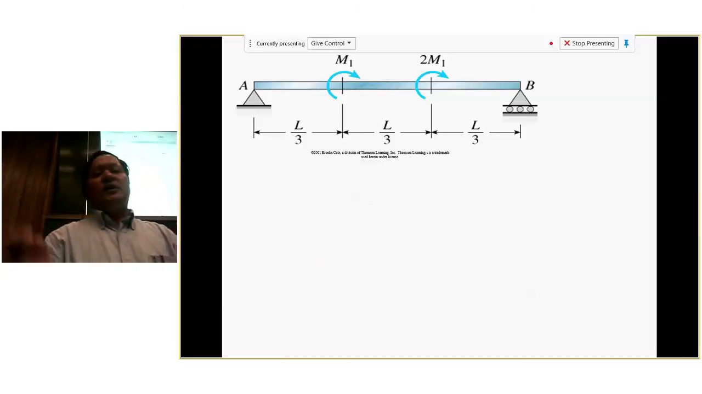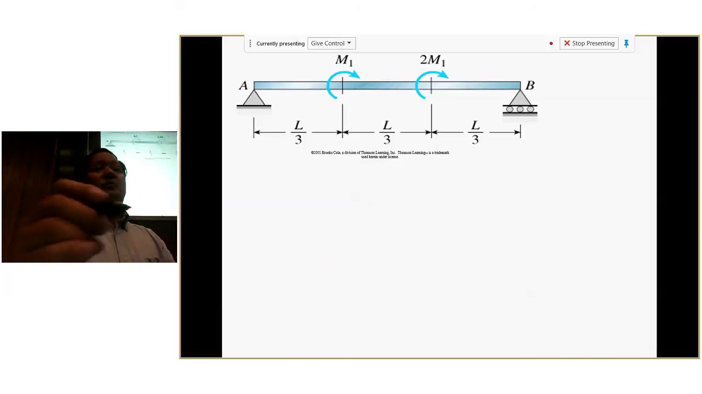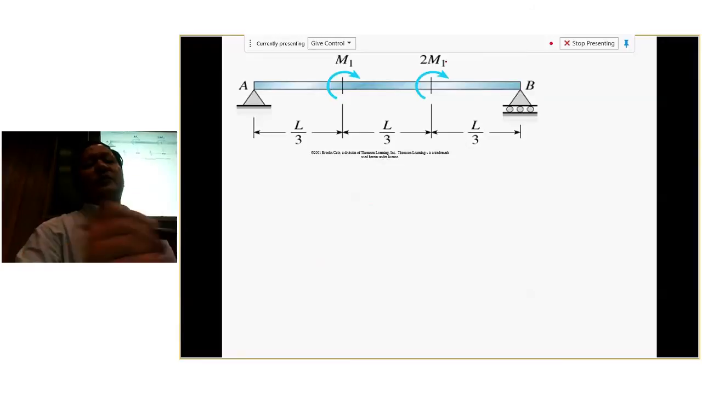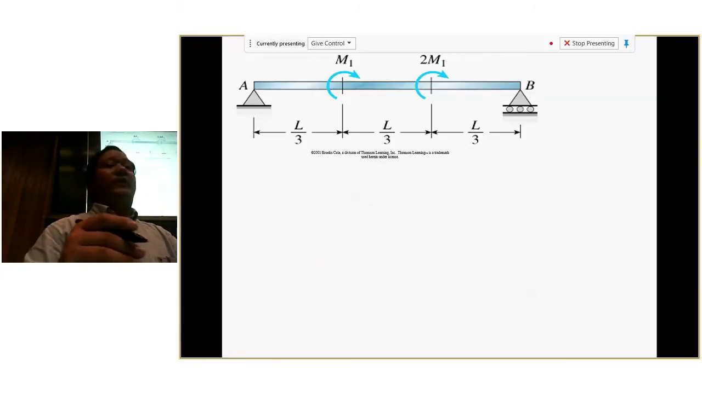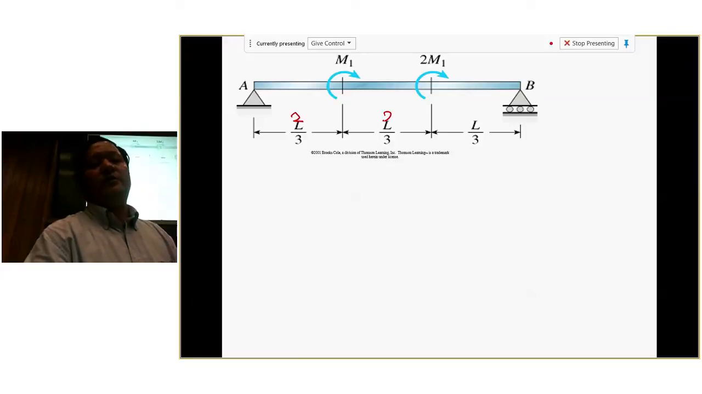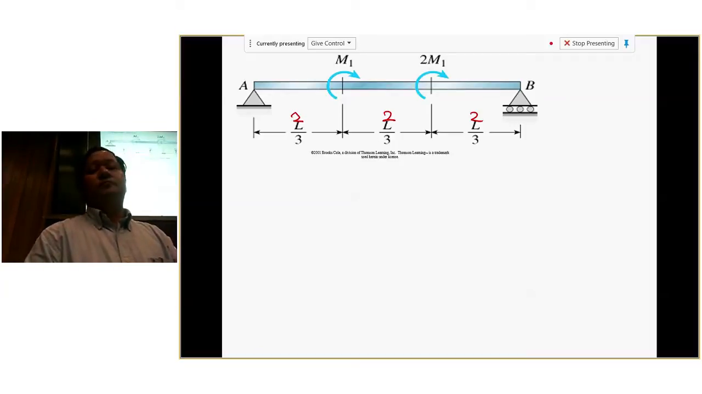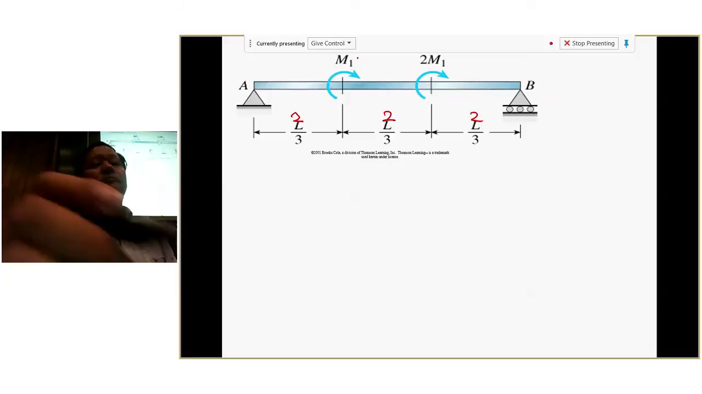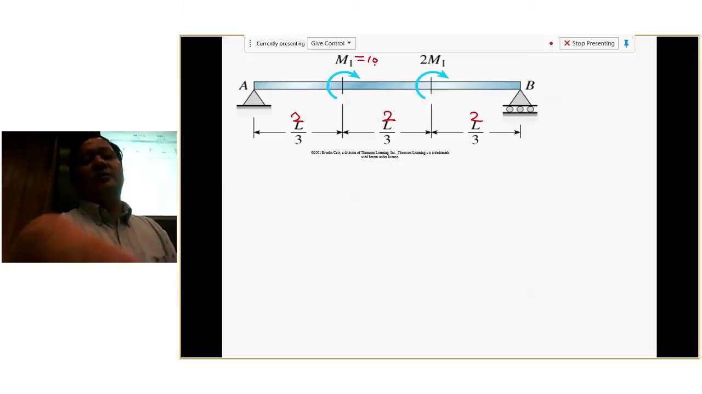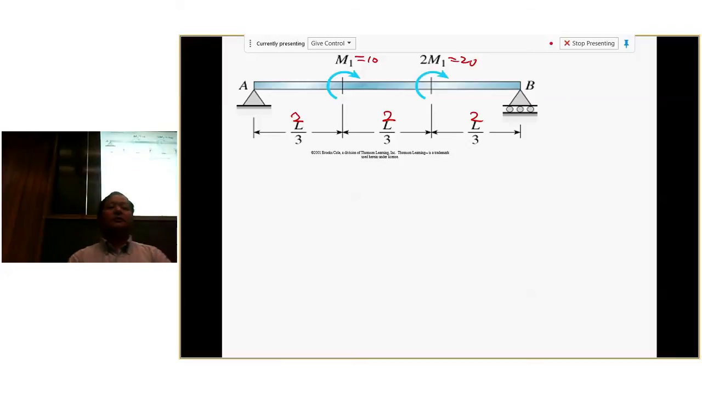Okay, for this one, we have M applying here, then you have a 2M applying here. Let's give a value. I think with a value, it's easy to do the calculation. So here's 2 meters long, here's 2 meters long, here's 2 meters long. Give M a value: 10. We like 10, right? So 10, then this will be 20 here.